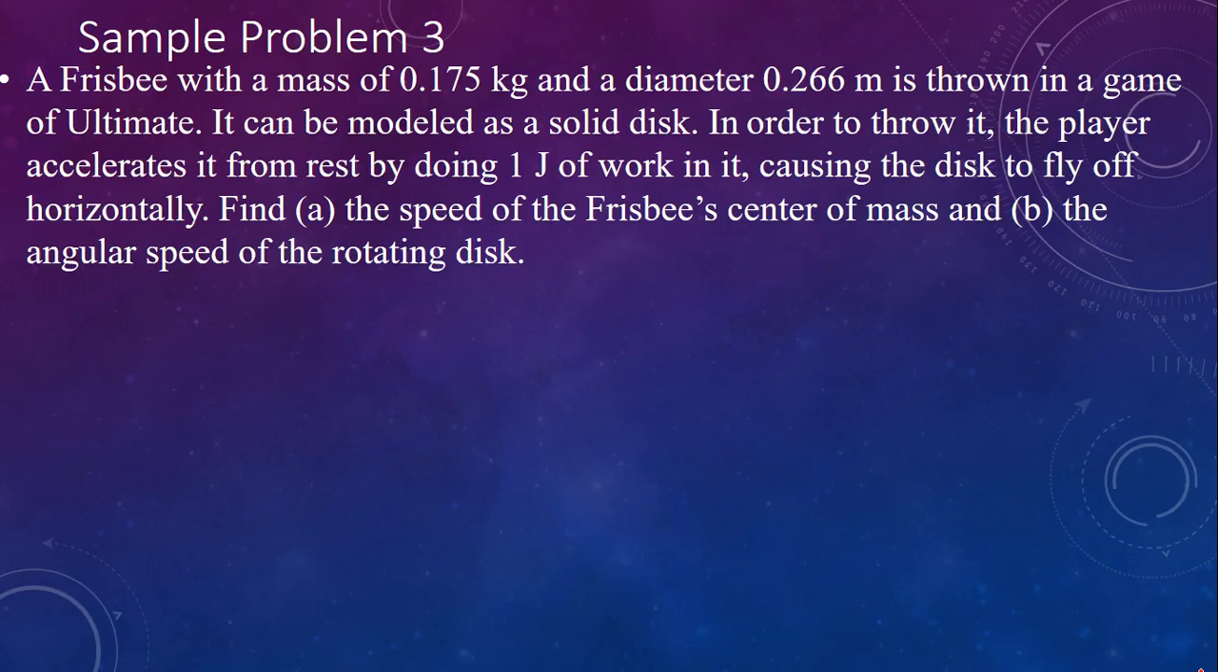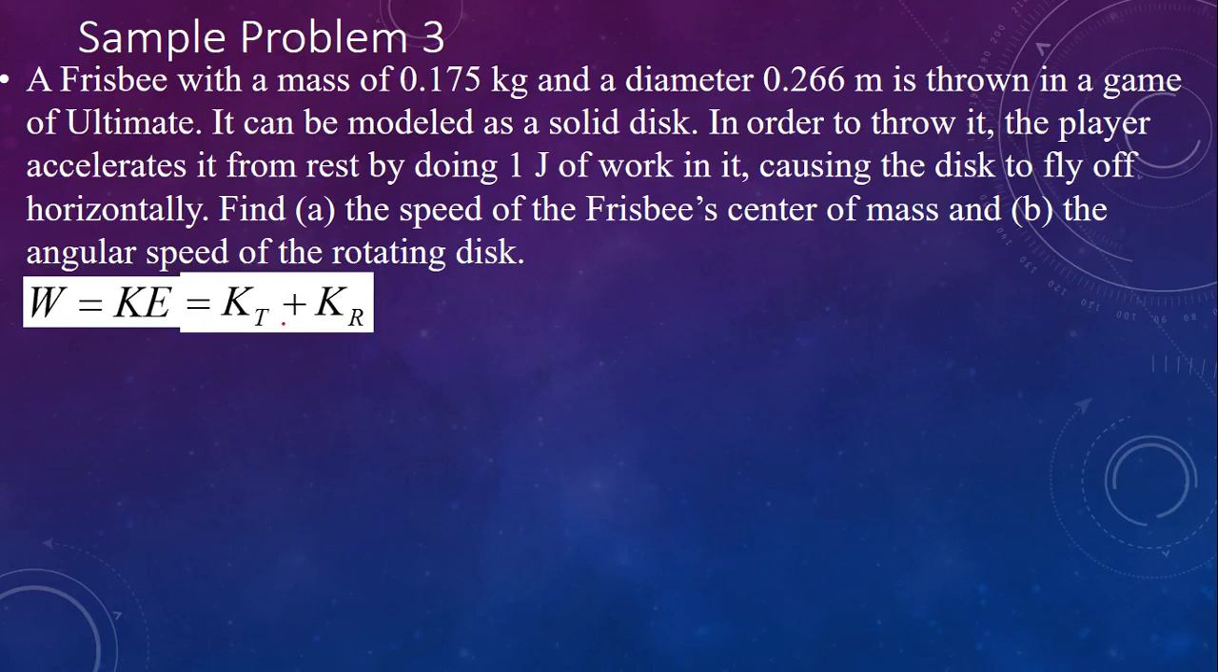So the work that the person does on it causes it both to rotate and to move. And it's the work that's causing the increase in kinetic energy. So in this case, the work is equal to the kinetic energy. It's giving us the work, and we know that this disk will have 2 types of kinetic energy. It'll have translational kinetic energy and rotational kinetic energy. So we plug in 1 for the work, and then just our formulas for the 2 types of kinetic energy.